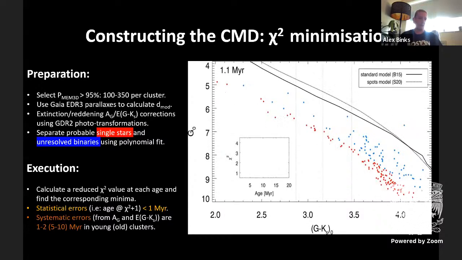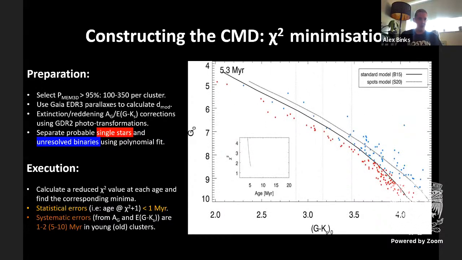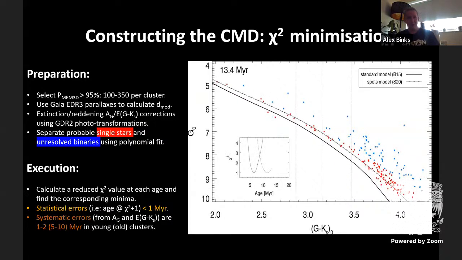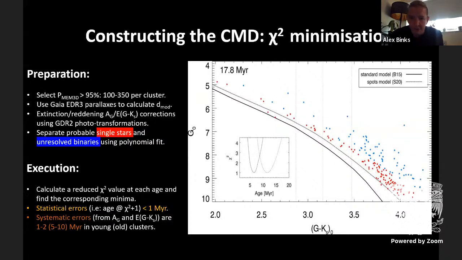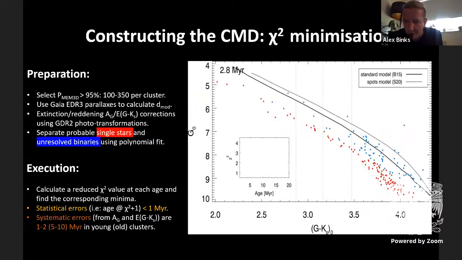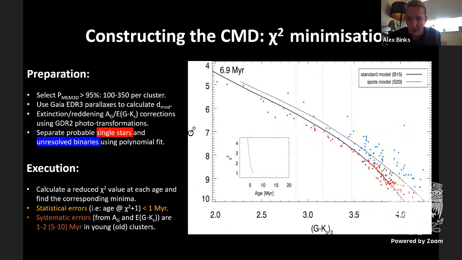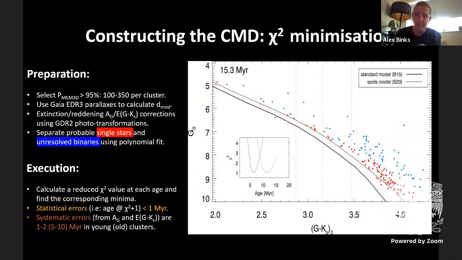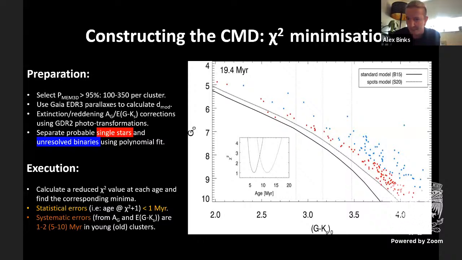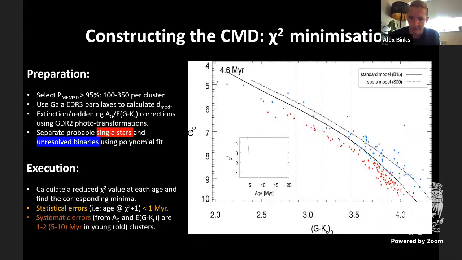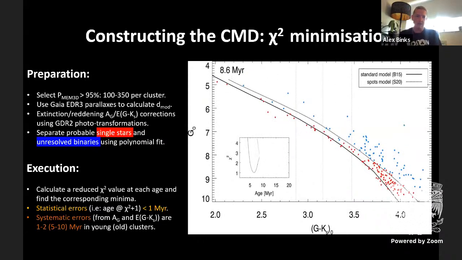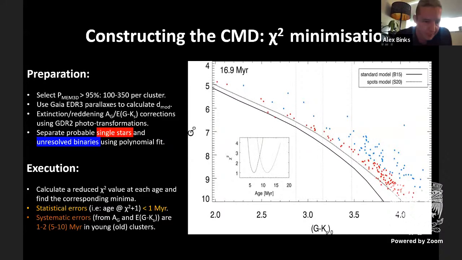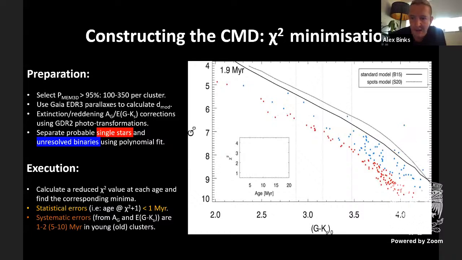So once we correct for the reddening and the extinction, we separate the probable single stars from the probable unresolved binaries just by fitting a simple low order polynomial fit on the CMD, and then picking the faintest 50% of the cluster members. So this basically gives us the single sequence, which we use to fit the models.